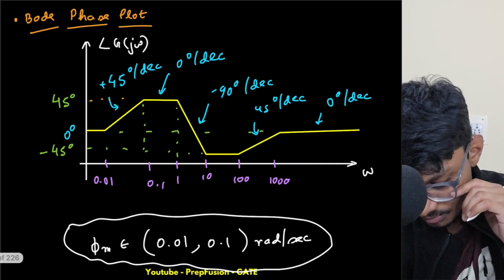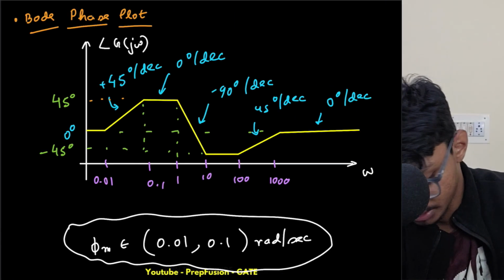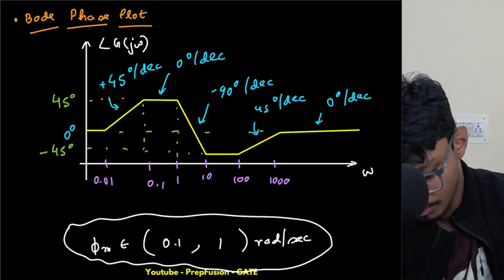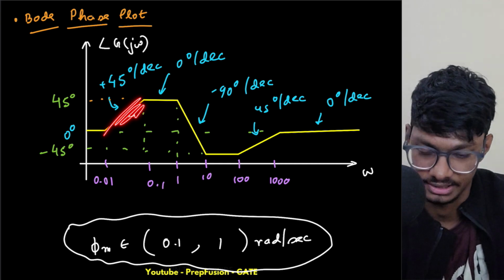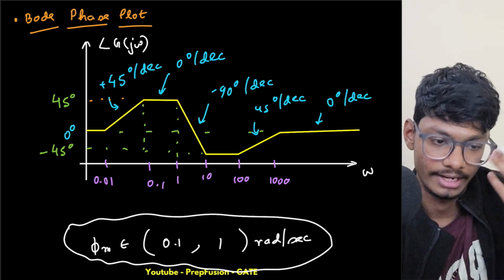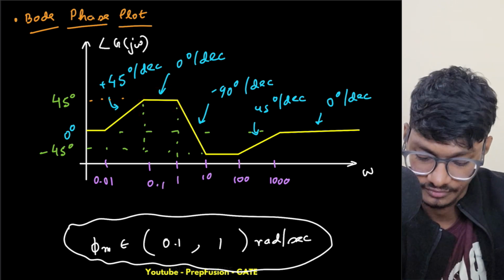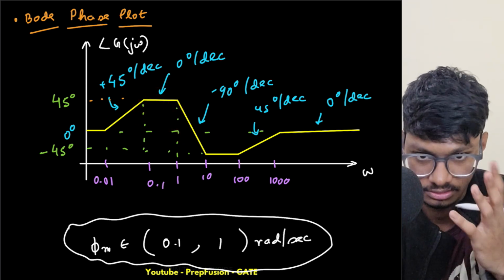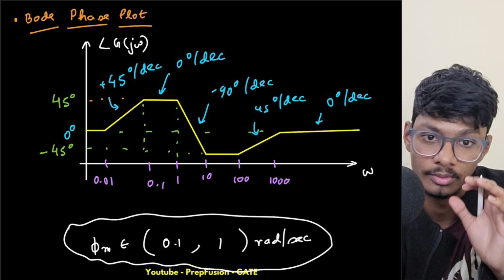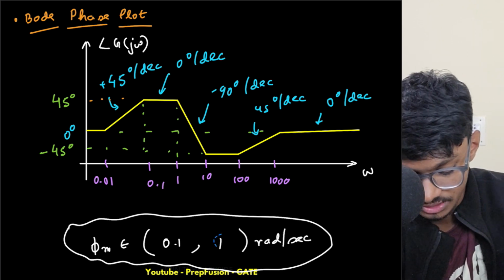Sorry, I'm making one mistake. Not 0.1, it is between 0.1 to 1, because up here it is still increasing, right? Still it is increasing, but here the phase remains constant at 45. Obviously in the actual case the phase will not remain constant, it will vary a bit, but that is what the approximation does. Without doing any difficult calculations, I'm able to tell you a good range within which my phase will lie.